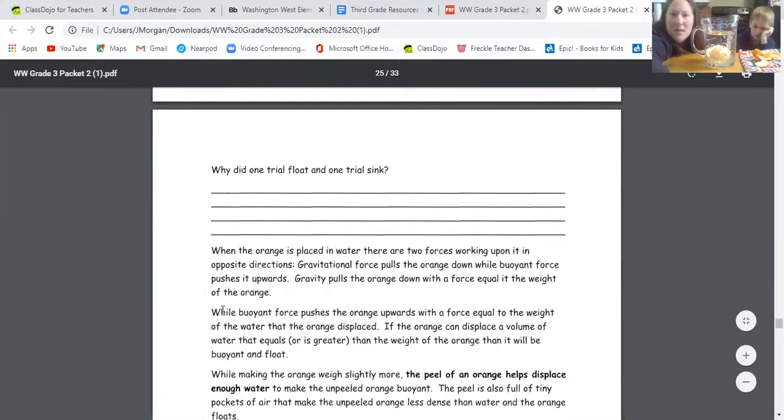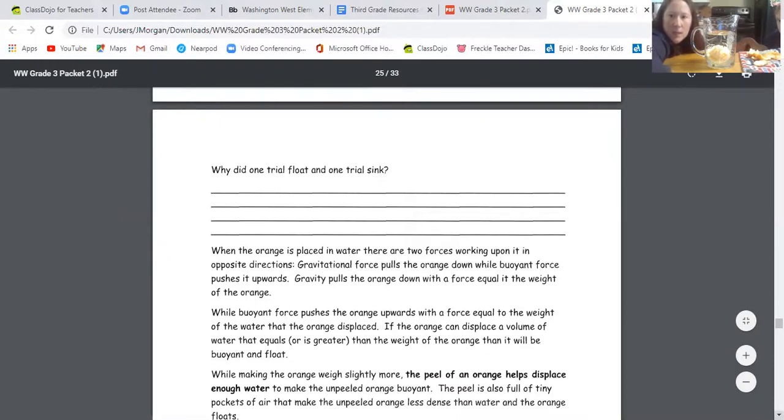Well, I think I need to read below before I can answer this question. Let's see what it says. When the orange is placed in water, there are two forces working upon it in opposite directions. The gravitational force pulls the orange down while the buoyant force is trying to push it up. Okay, that makes sense. I remember that from the beginning of the school year. Gravity pulls the orange down with a force equal to the weight of the orange.